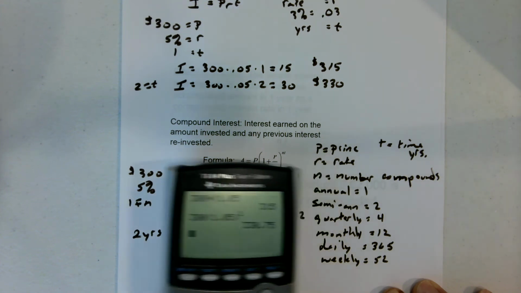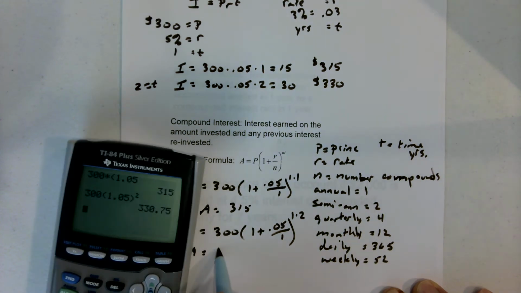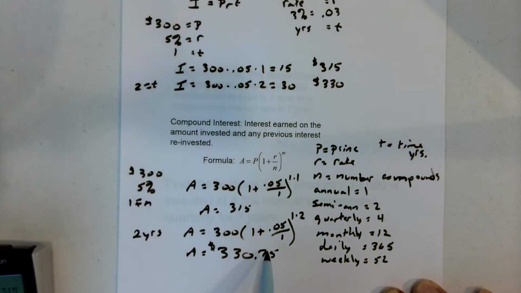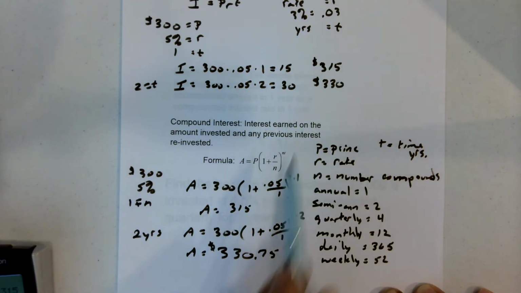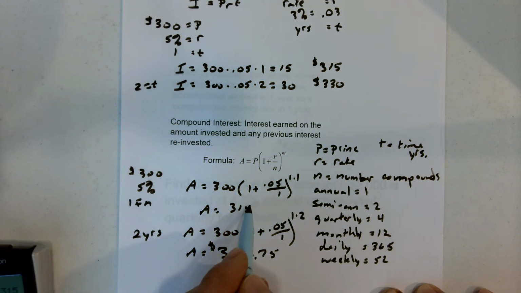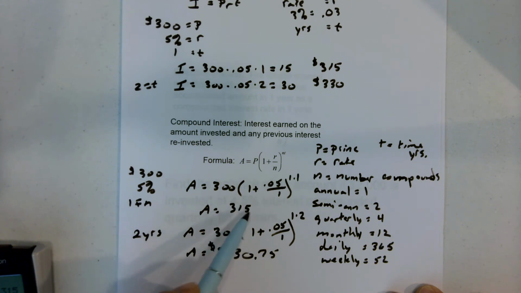And notice I now have $330.75. So I've made an extra 75 cents over that period of time, that year, because I'm earning interest on that $15 that I had earned up here in my first year. So that's how compounding interest is going to work. We're going to earn interest on any interest that we've also had.